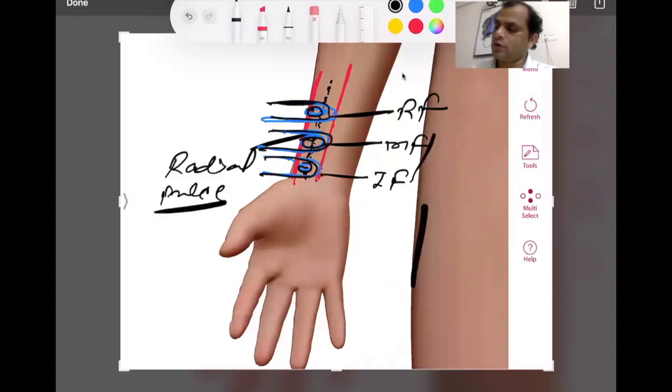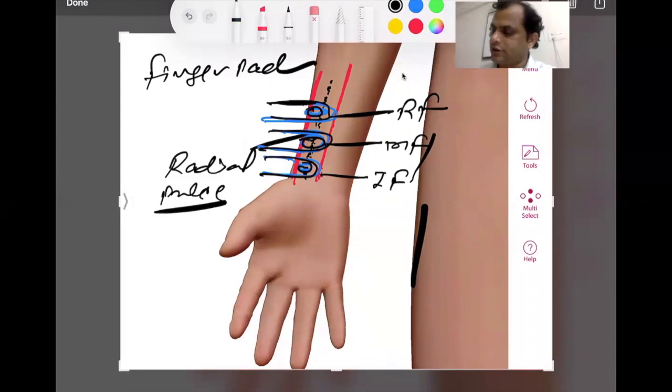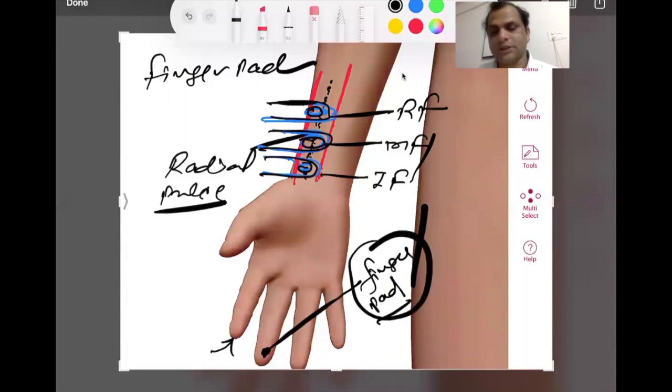और हम उंगलियों का टिप ना रखकर फिंगर पैड्स को रखते हैं। फिंगर पैड का अर्थ है कि अगर हम इस उंगली में देखें तो ये तो हुआ टिप, लेकिन ये हुआ फिंगर पैड, इसे हम कहते हैं फिंगर पैड। So we keep the finger pad on the pulse to feel the pulse.